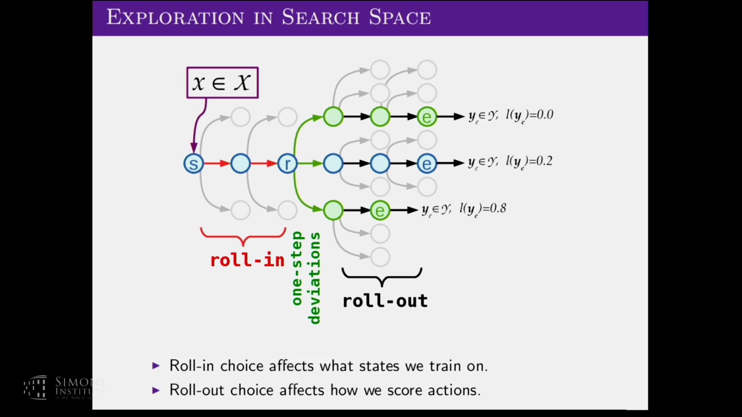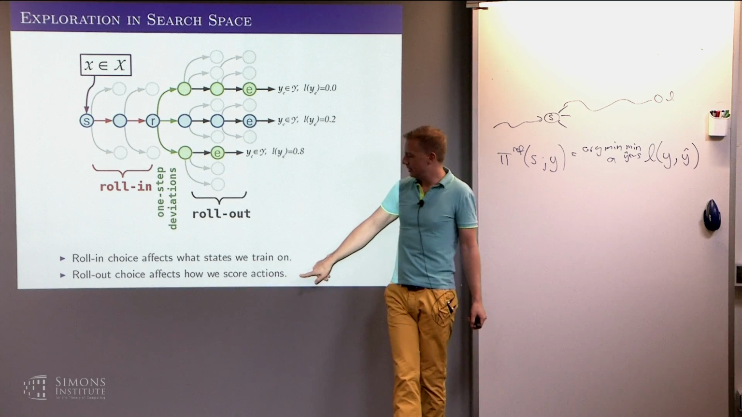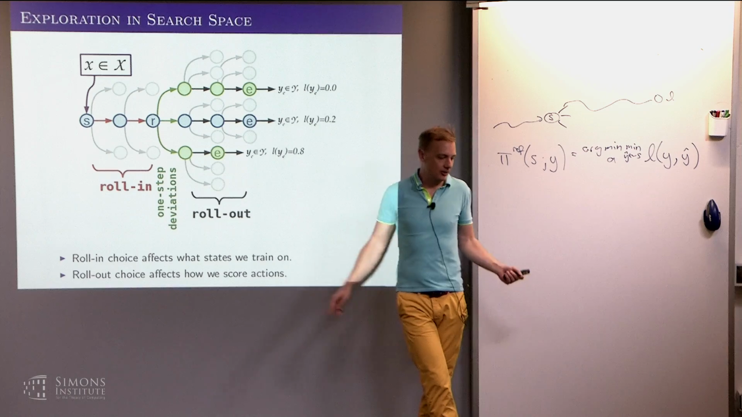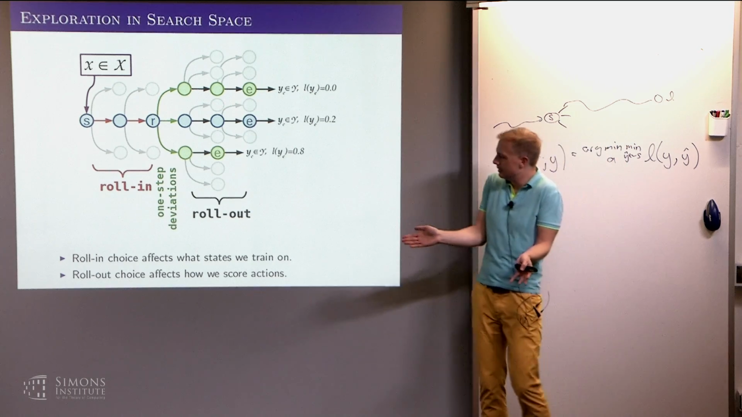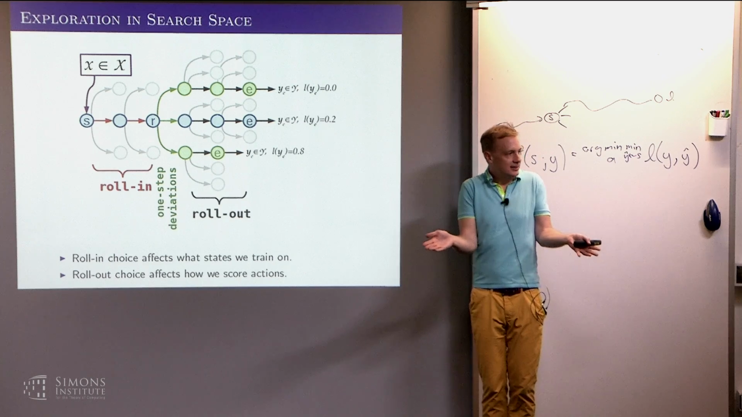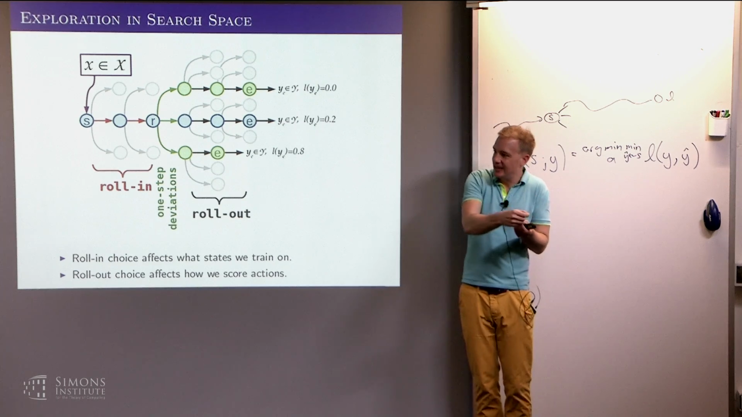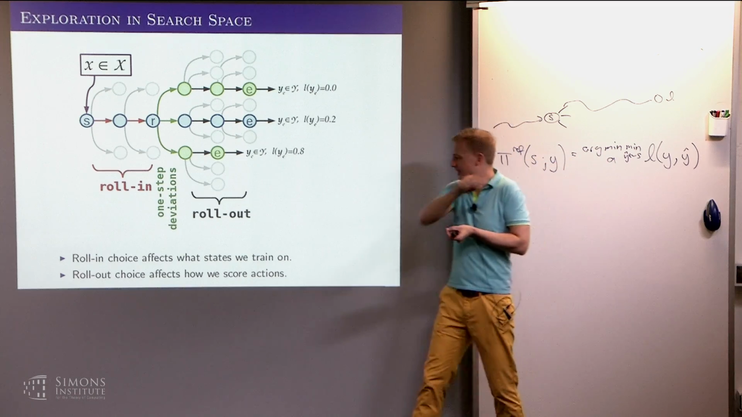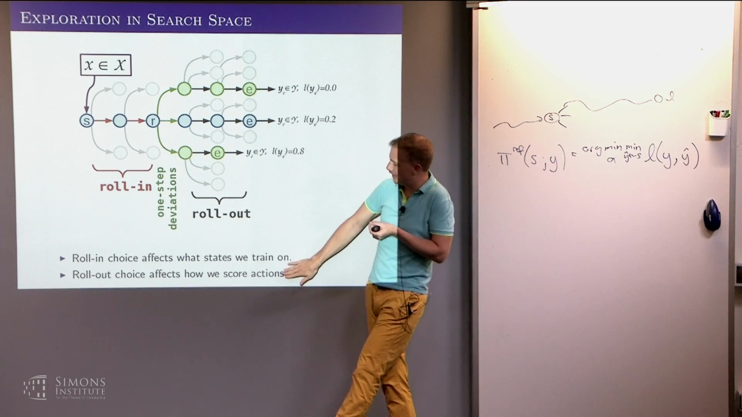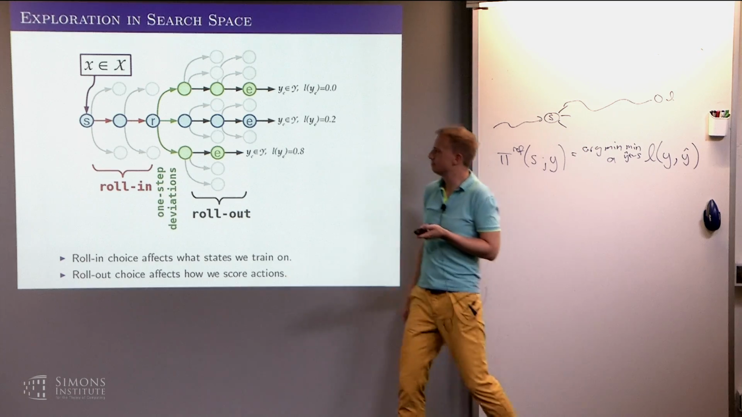The rollout affects how we score actions, right? So I'm at some state, I have a bunch of actions available to me. Which one is best depends not just on that action, but everything I do in the future from there. And so the rollout affects how we get scores.